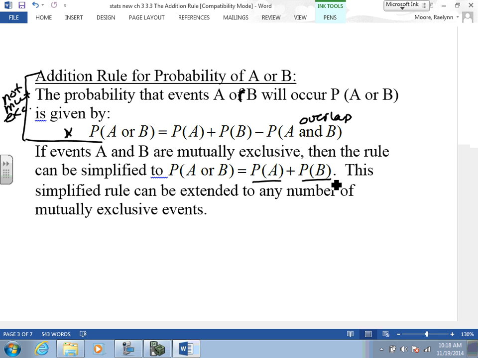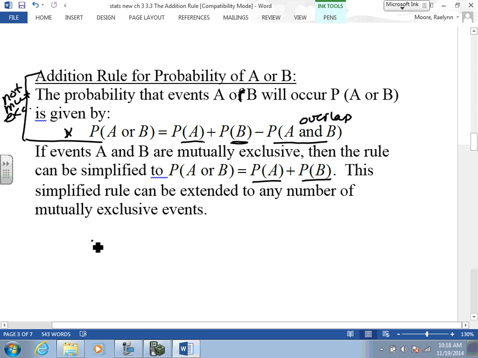Probability of A or B. The probability of events A or B will be given by this probability: the probability of A plus the probability of B minus the probability of A and B.